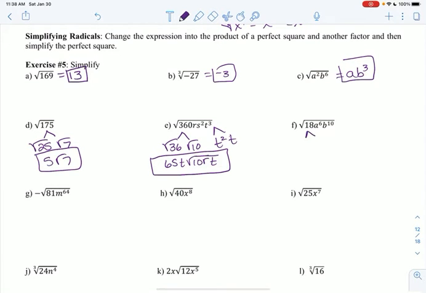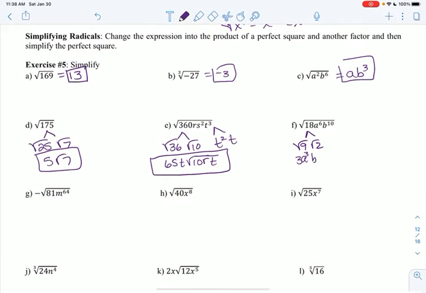Let's break down 18. 9 times 2 is 18. You're always thinking, what's divisible? What perfect square goes into that? Well, square root of 9 is 3, and square root of 2 stays under the radical. Now let's look at my exponents. A to the 6, well, that's an even number, so that can come out, a to the 3rd. B to the 10th, again, that's an even number, so that can come out. And again, I didn't leave myself enough room.